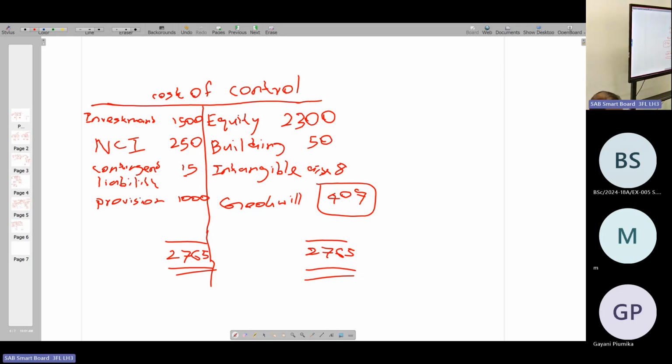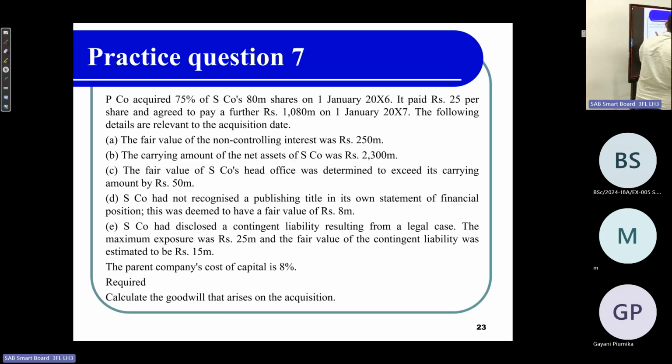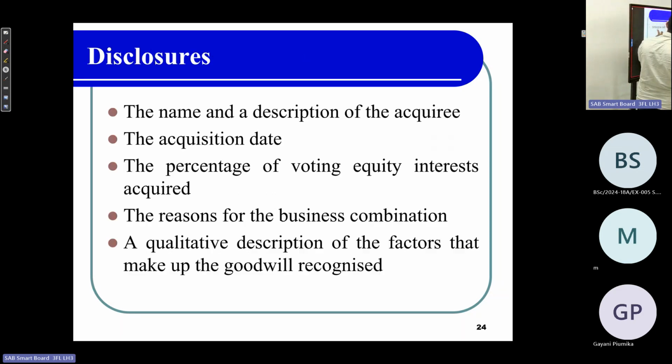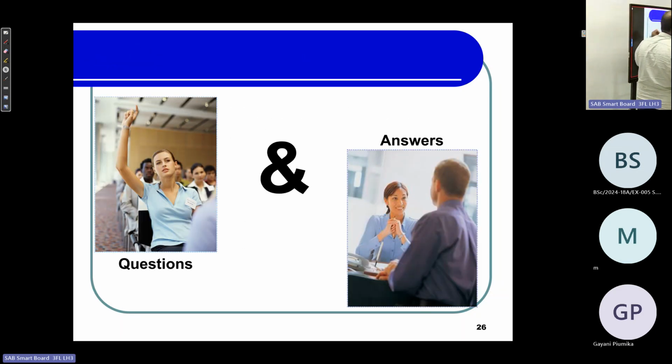Right. Okay. Done. Thank you very much. You did a nice job. Cost of control account. So with that, SLFRS 3 is done. Finish. And there are disclosures. You need to read them.